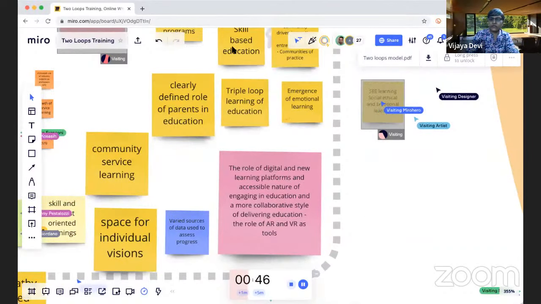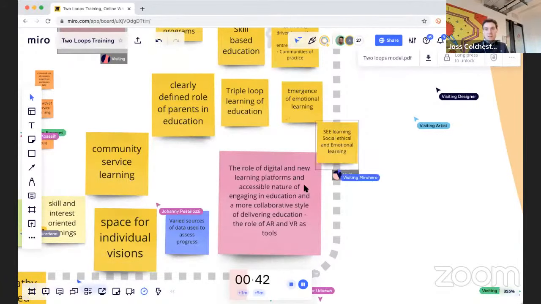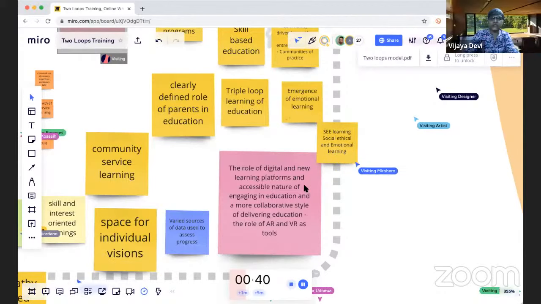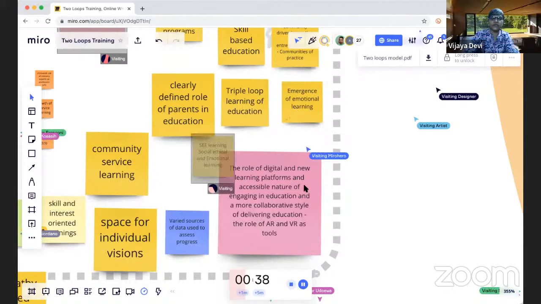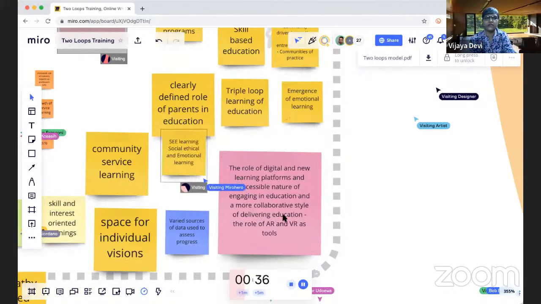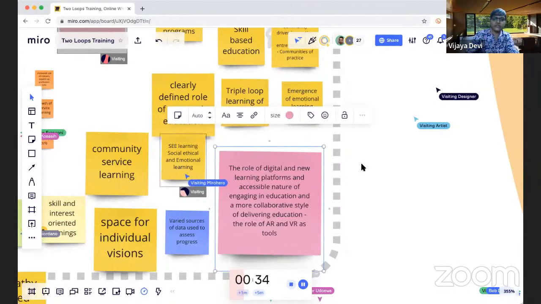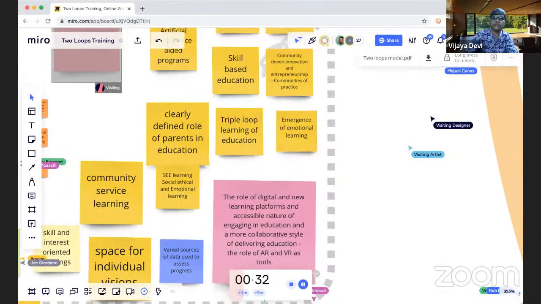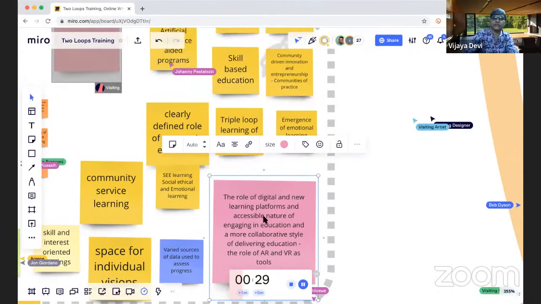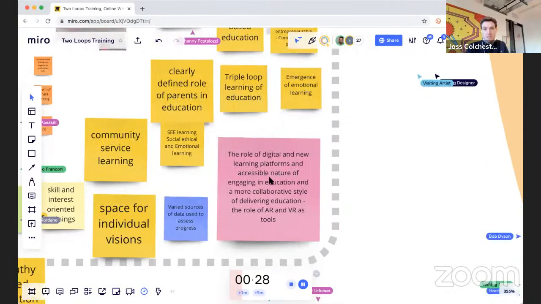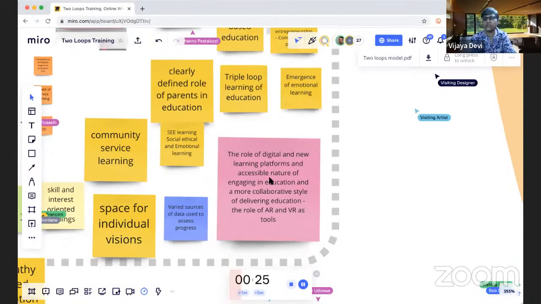So we talked about the hierarchical structure in the last box. Has anyone said anything about decentralizing those power structures? Well, maybe this one, yes, this one is talking about a collaborative style. Is there anyone else who's talked about that?